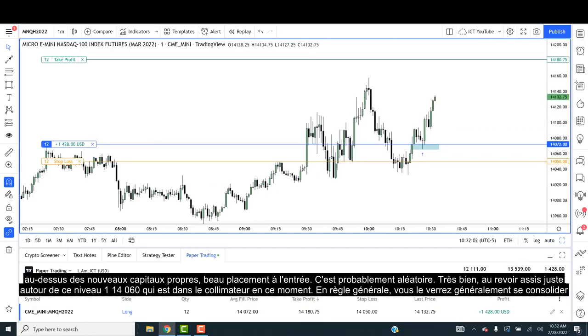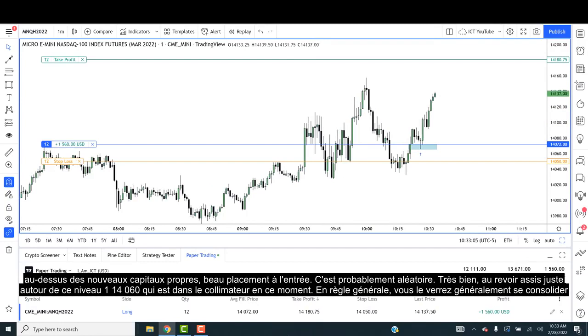Nice little run above new equity high. Nice placement on the entry. It's probably random. Alright, buy side sitting right around that 14,160 level. That's in the crosshairs right now.